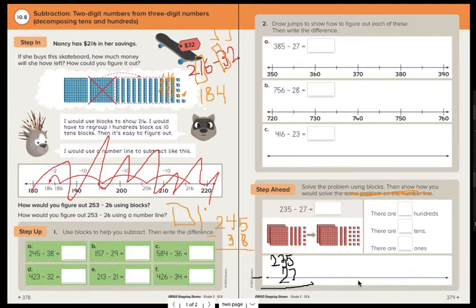And then down below, show it using another strategy. If you'd like to show it using a number line, you can if you want, but we haven't worked with that very much, so if you'd like to show it using writing it vertically, you can do that.